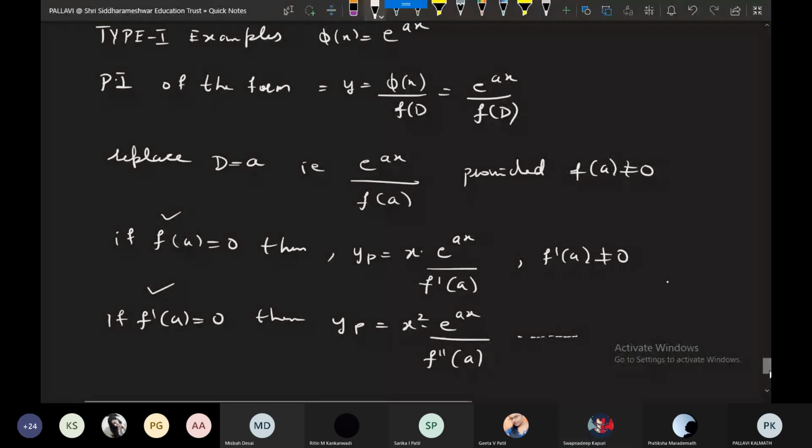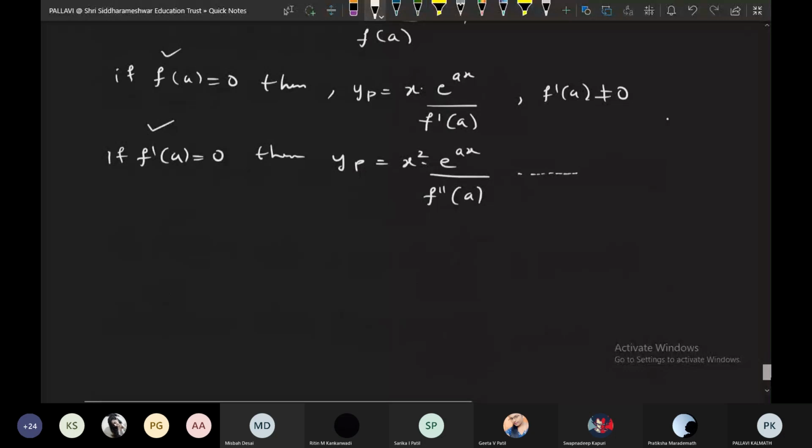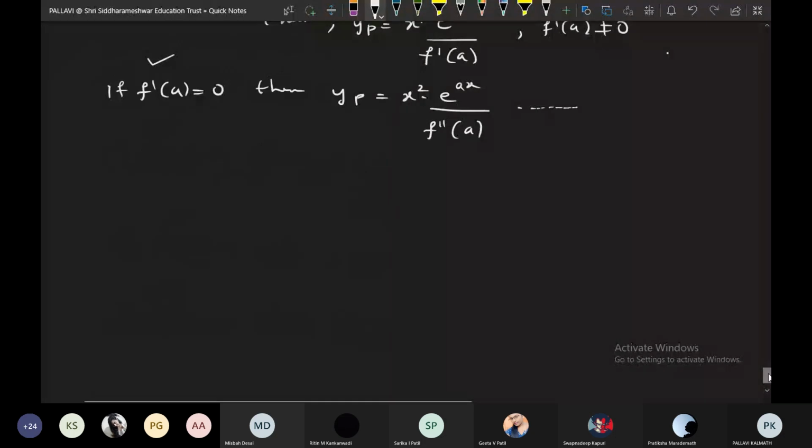Is there any doubt in this? See here, this type 1 is also an example for the following type.